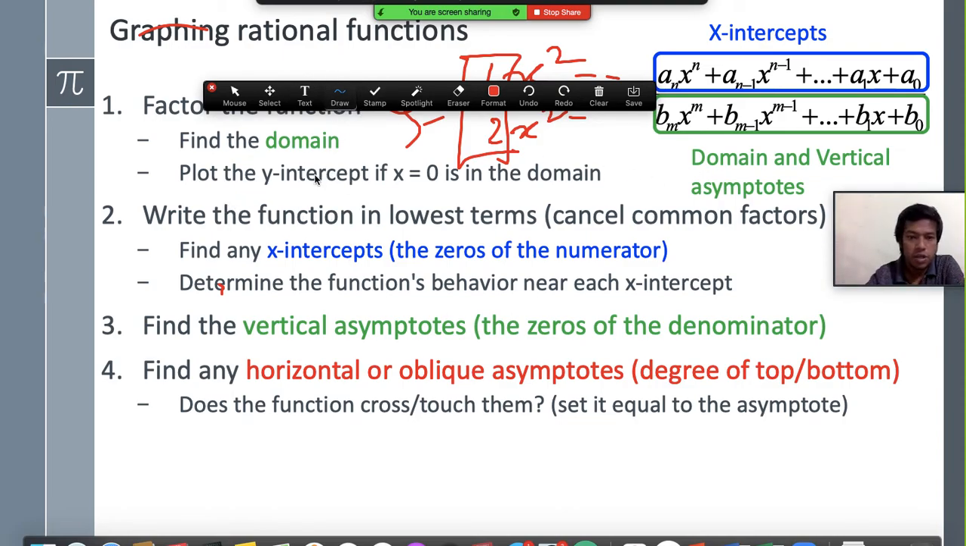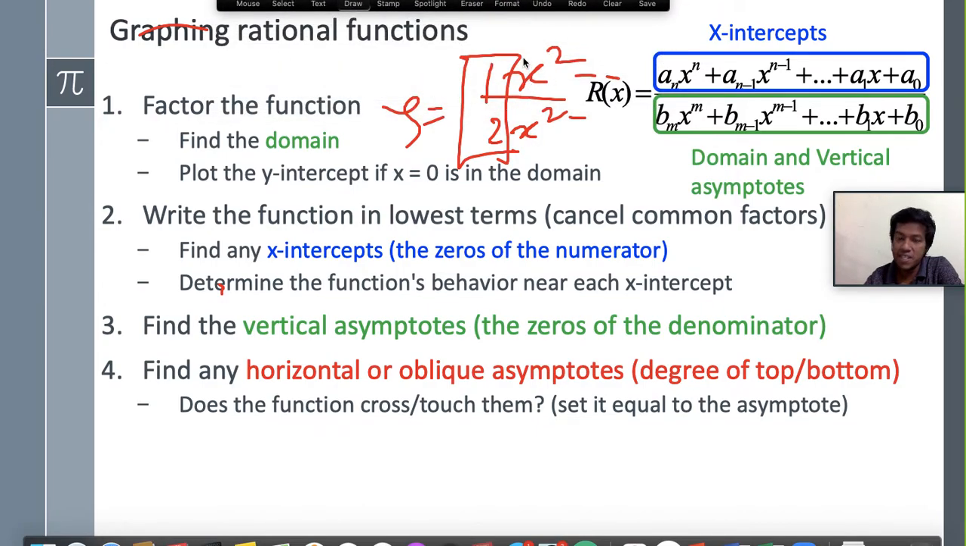All right, I'm back. So yeah, I was talking about the degree. If the degree is the same, this is case 2, then the horizontal asymptote will be y equals 1 by 2. Degree is the same.